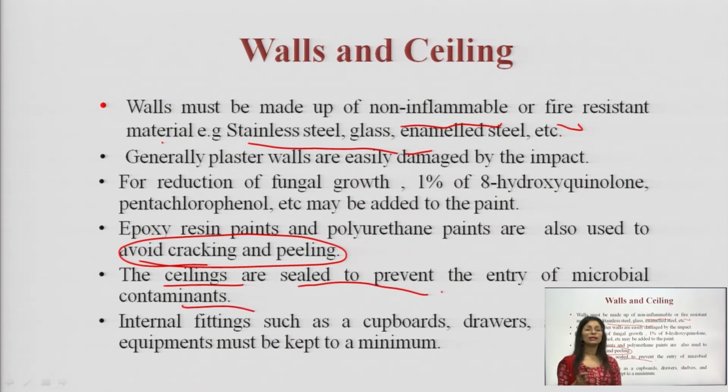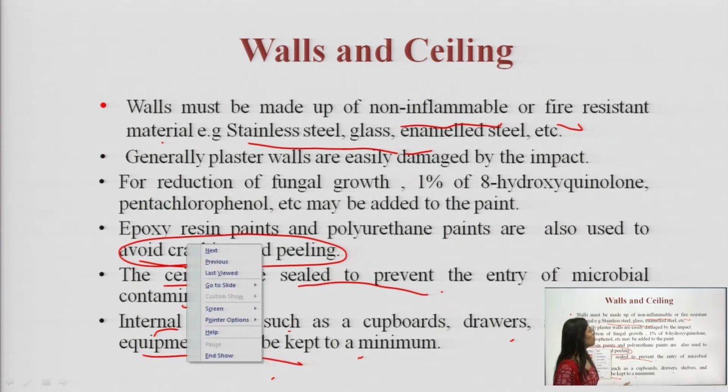We have to make sure that the ceilings and walls are designed in such a way that there should be no windows first of all. If there are windows, the grooves should be smooth, the ends blunt, and there should be no corners in the rooms. All these things need to be ensured in a process room where the parenteral preparations are taking place. Internal fittings such as cupboards, drawers, shelves, and equipment must be kept to a minimum. This is what it is all about, walls and ceilings.